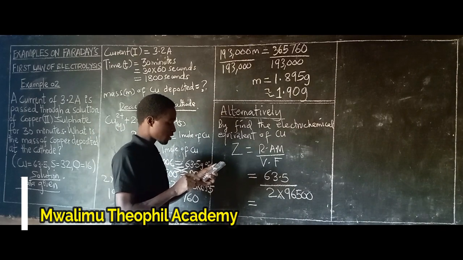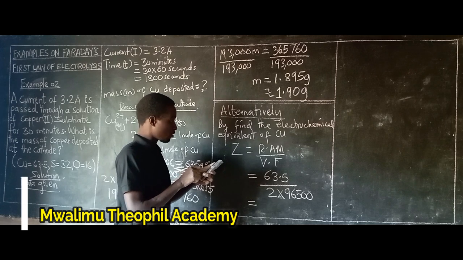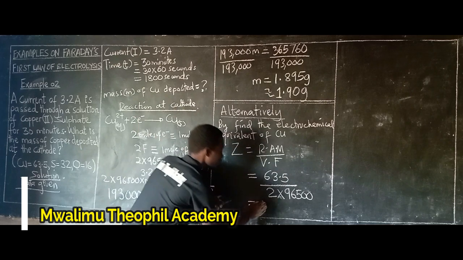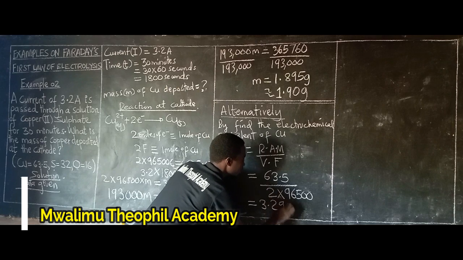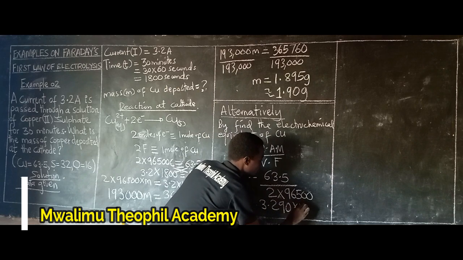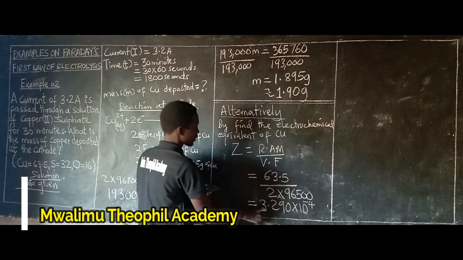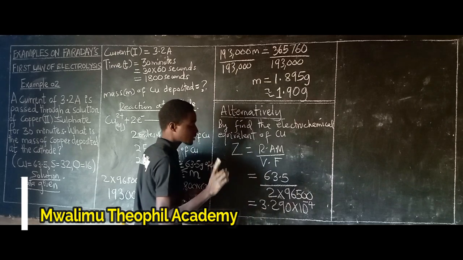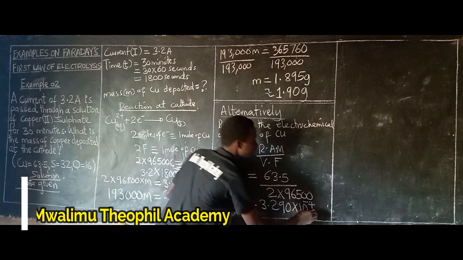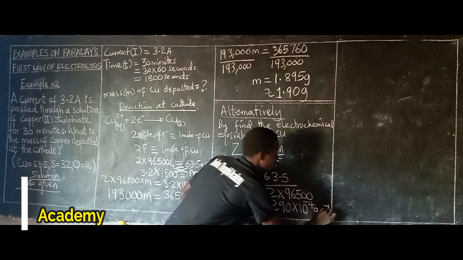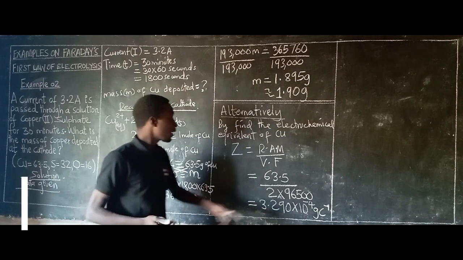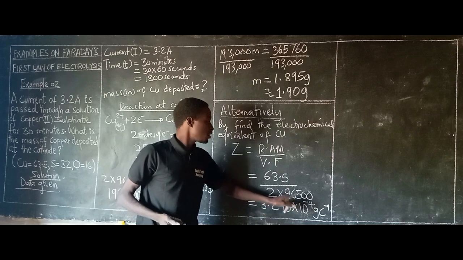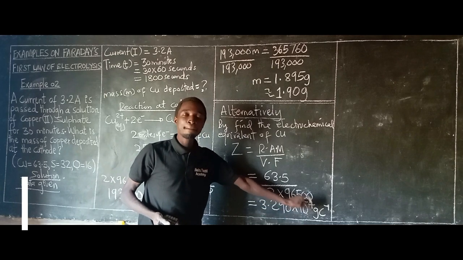Let us use a calculator to compute that. We have 63.5 over 2 times 96,500. The answer which we get here is 3.290 times 10 raised to negative 4. This is the electrochemical equivalent of copper. Now, what is the unit? I told you that the unit for electrochemical equivalent is gram per coulomb. So the electrochemical equivalent of copper is 3.290 times 10 raised to negative 4 gram per coulomb.